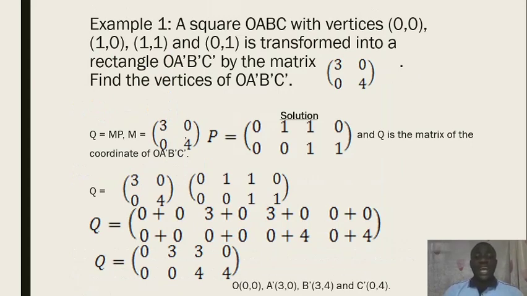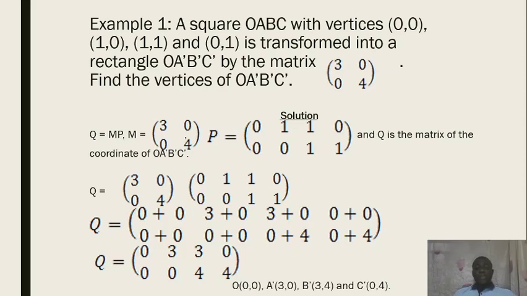Then the next thing, we are to consider one example to solve. I told you before that we have one general formula in linear transformation using matrices: Q = MP. Generally, M is the transformation matrix, P is the matrix formed by the object coordinates, and Q is the matrix formed by the image coordinates. So our example one says: a square OABC with vertices (0, 0), (1, 0), (1, 1) and (0, 1) is transformed into a rectangle OA'B'C' by the matrix (3 0; 0 4). Then they say we should find the coordinates of O, A', B' and C'.